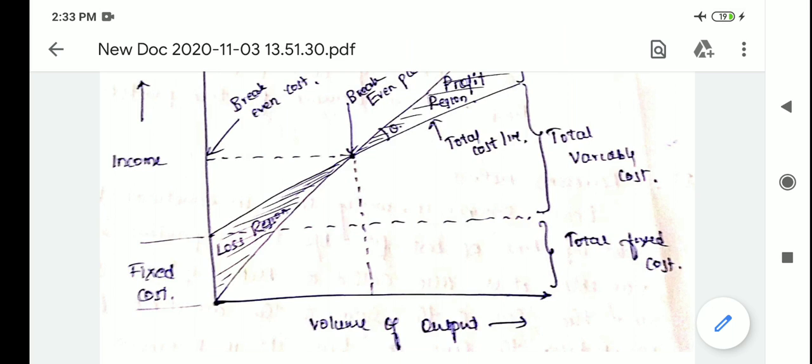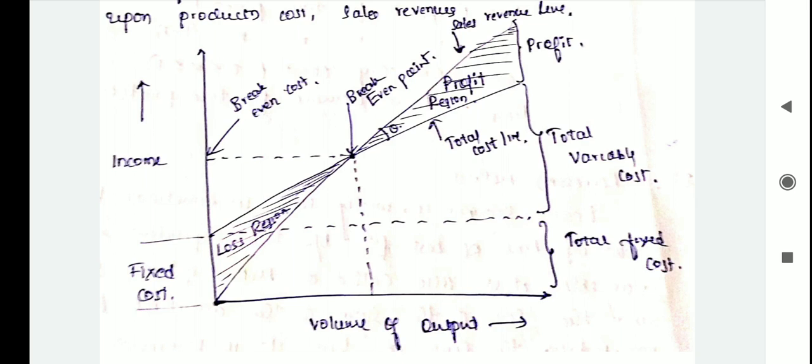In the break-even graph, the total production costs are generally divided into two categories: the fixed cost and the variable cost. Sales revenue depends upon the volume of the output and the price per unit output, whereas the volume of the output depends upon the sales demand. So break-even analysis consists of fixed cost, variable cost, total cost and the sales revenue.